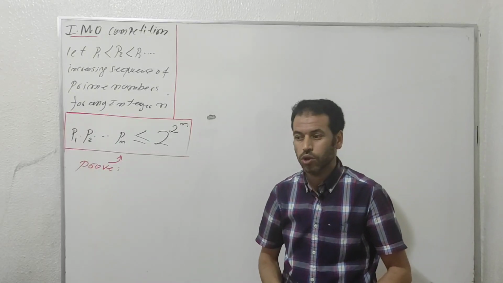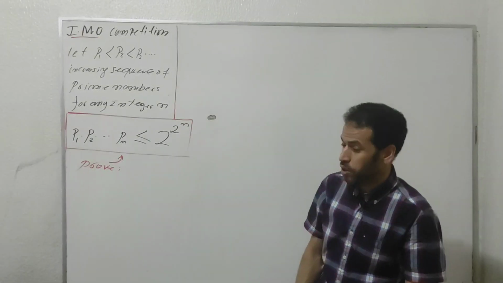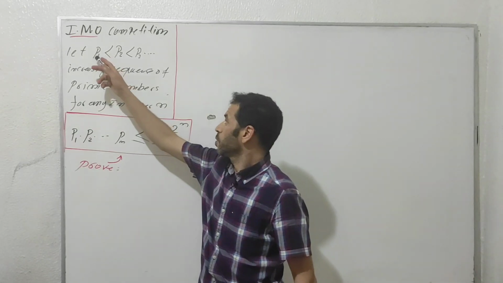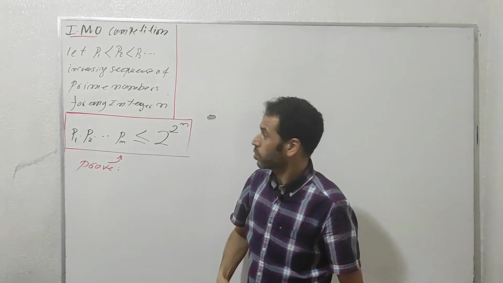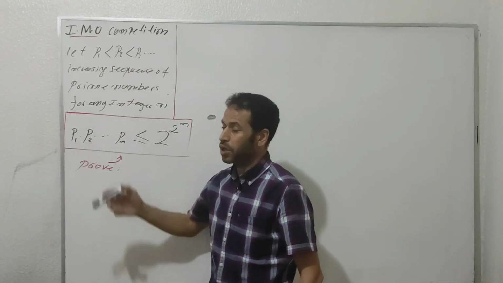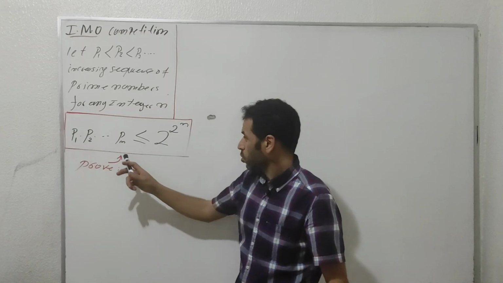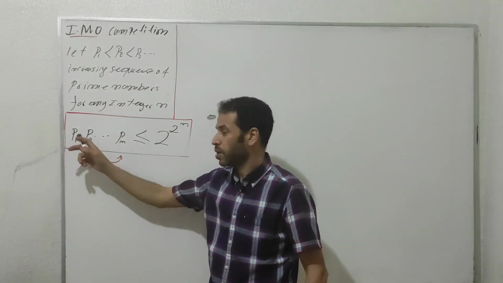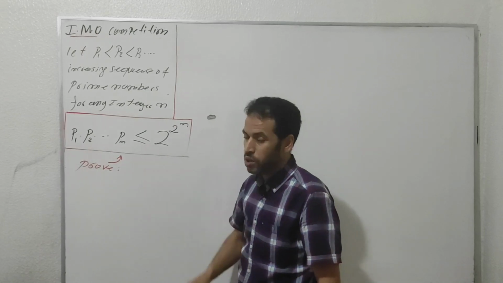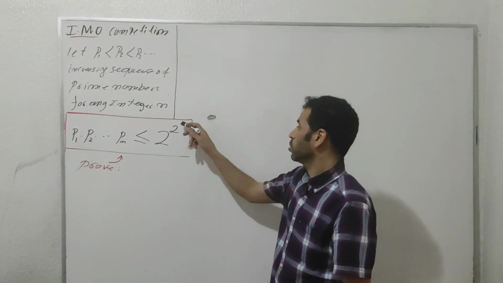In today's video, I would like to introduce you to a very nice problem from the International Mathematical Olympiad competition. Here is the setup. Let P1, P2, P3, and so on be the increasing sequence of the prime numbers. For any integer n, we are going to prove that the product P sub 1 through P sub n is less than or equal to 2 to the 2 to the n.